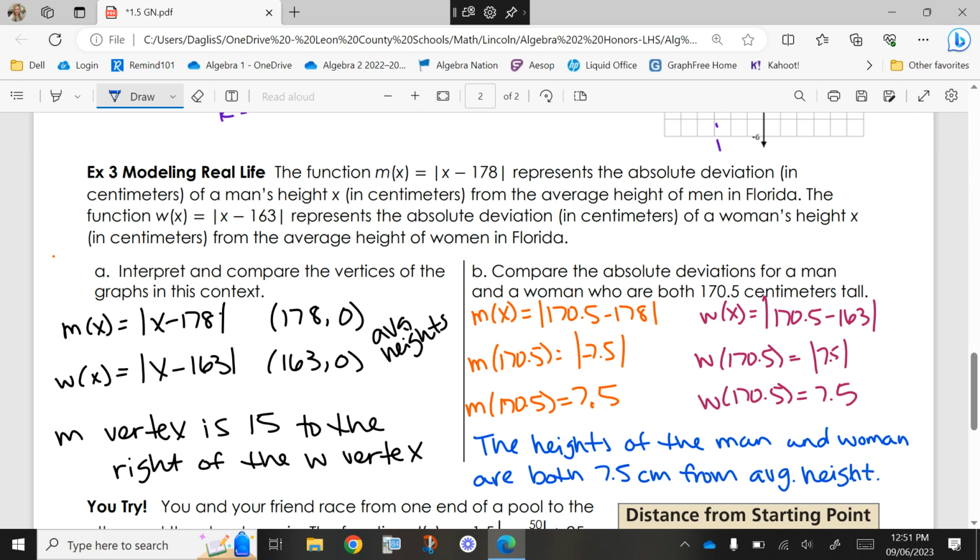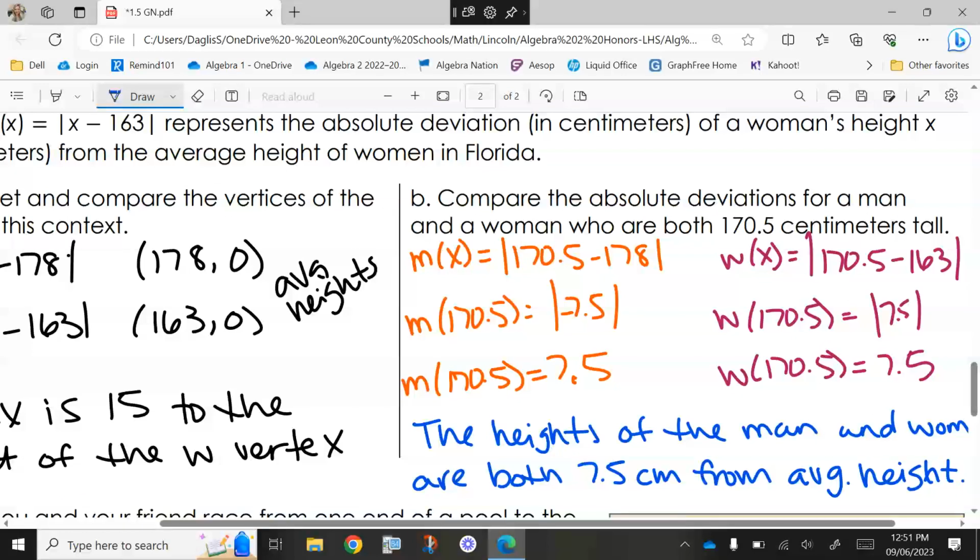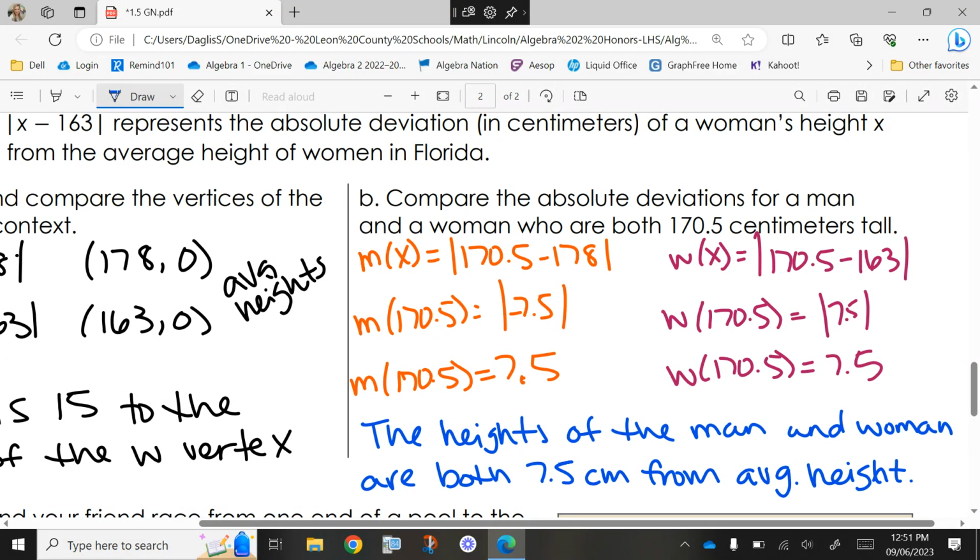A difference would be that a man of this height is under the average, a woman of this height is above the average. But we noticed yesterday with absolute deviation, it didn't matter above or below, it was just looking at the difference. They both have a difference of 7.5. One more.